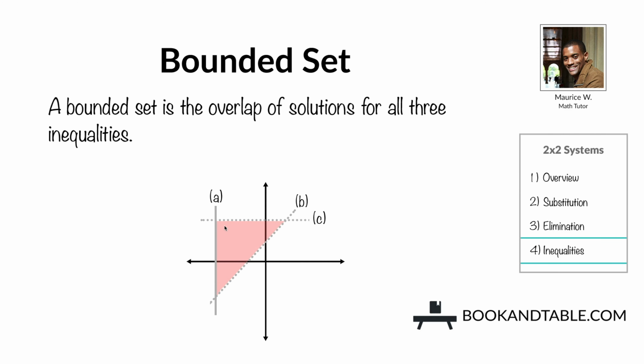So a bounded set is the overlap of solutions for all three inequalities, A, B, and C. So for A, it must be the points greater than, or to the right of, this line. For B, this line, it's the points greater than. And for C, it's the points less than. So that is how you wound up with the bounded set in here. We'll create one from scratch when we walk through an example in a moment.